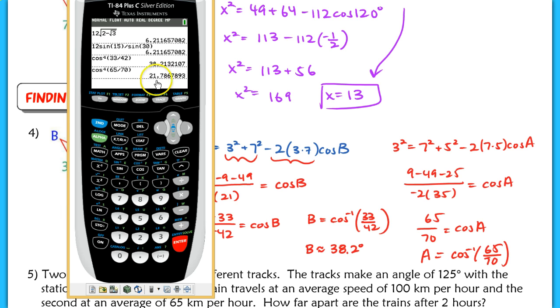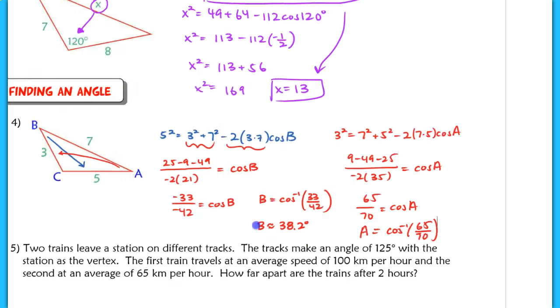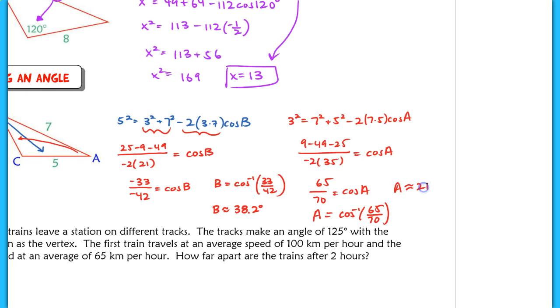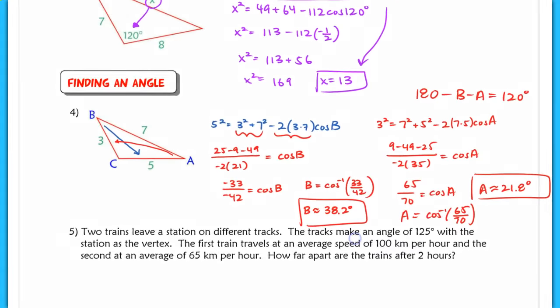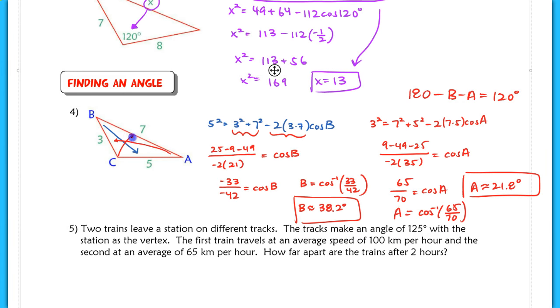gives me 21.8. Okay, so if I have A is approximately 21.8 degrees, and I also know that B is approximately 38.2, I can solve for C, now that I have those two angles, just by taking 180 and subtracting B and A, those measures, and I end up with 120 degrees. Now, I don't really like the fact that I'm getting 120 degrees here without showing it exactly, but that's okay here. You could, of course, solve for angle C here by using the law of cosines one more time, and you will get the exact value for 120 degrees.